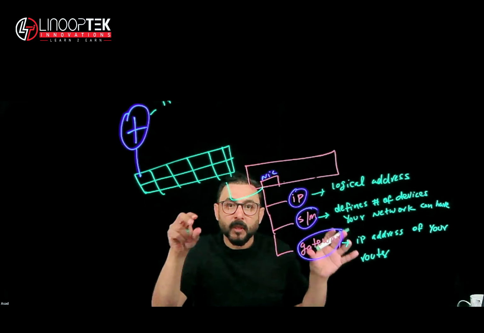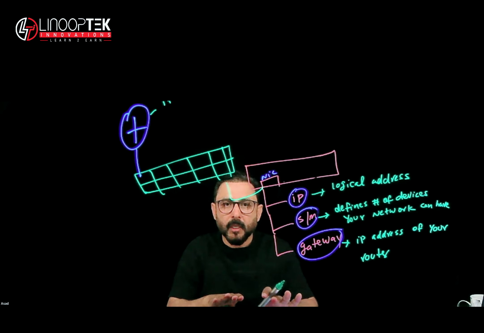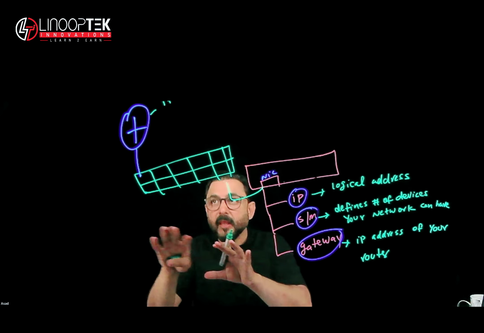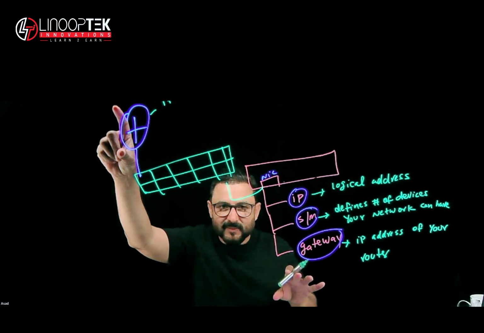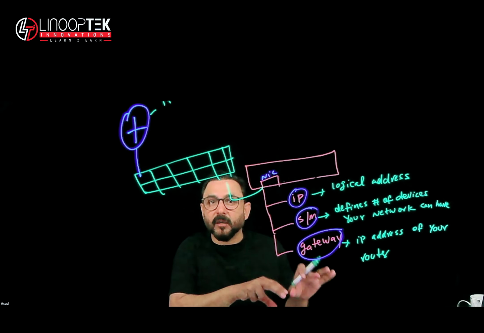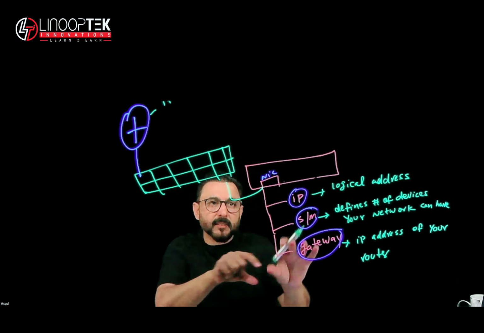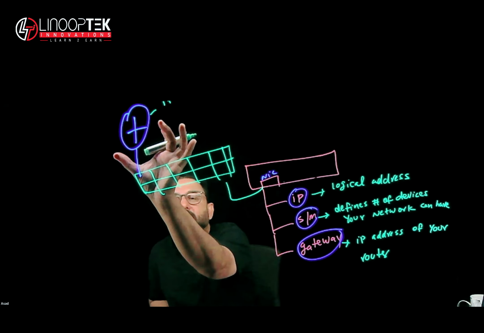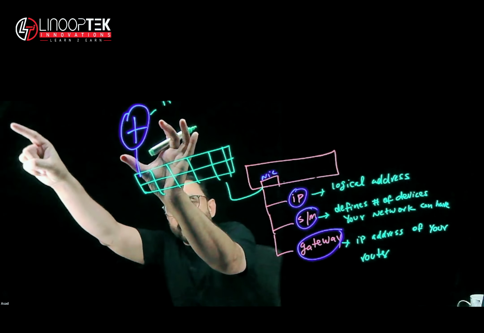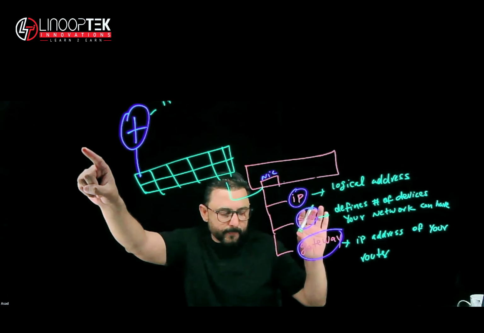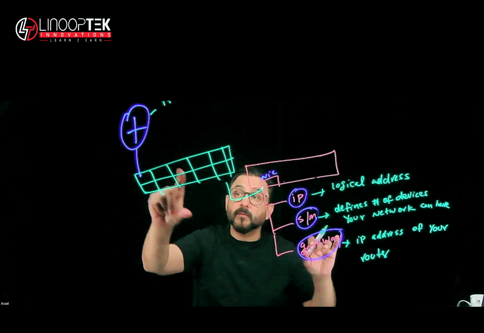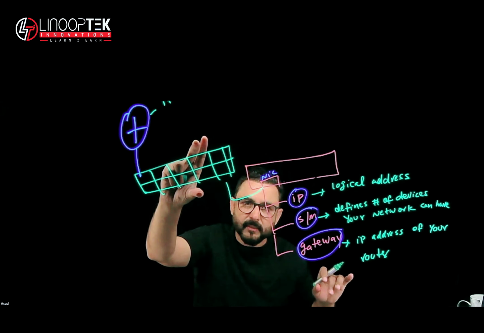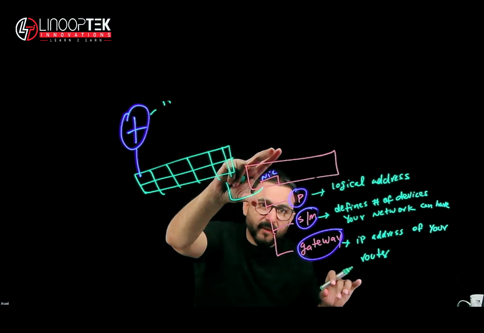For example, if you're sitting on your laptop and you want to go to Google or ChatGPT, when you type chatgpt.com, the packets leave your machine, go to the switch, then go to the gateway. And then the gateway knows where to send it next. Okay? So this is a hardware device. This is hardware.